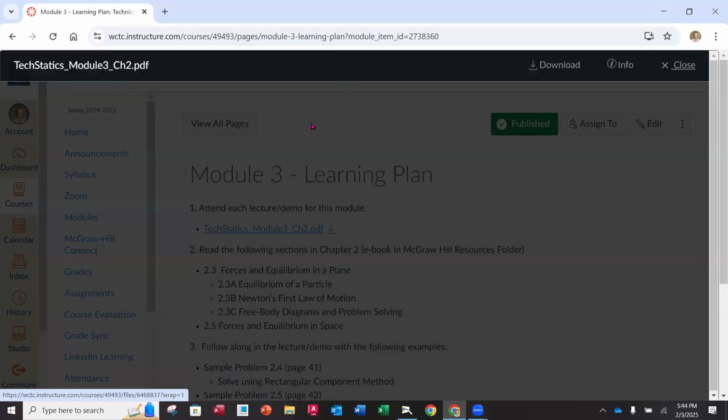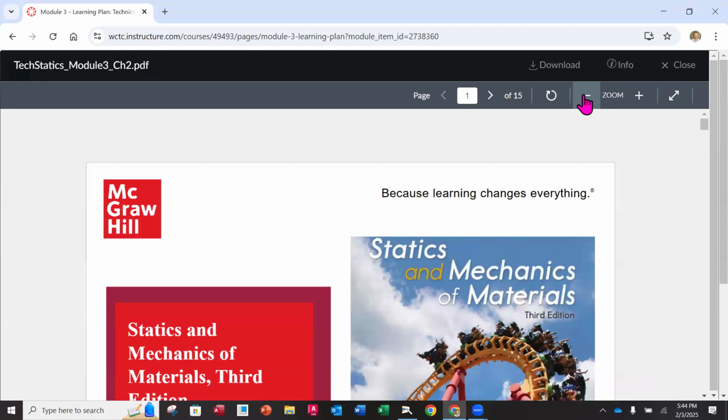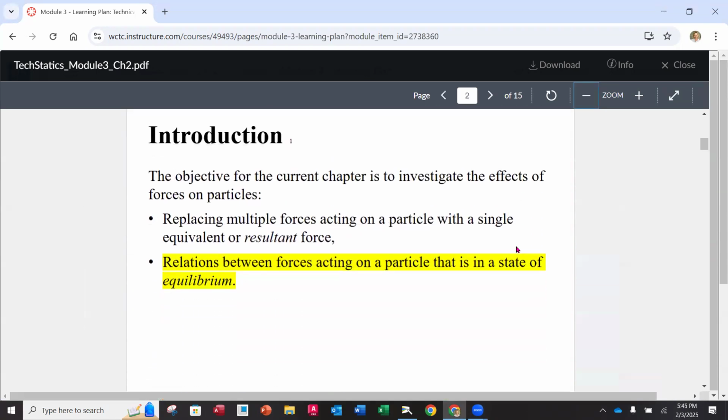So I'm going to pull up our PowerPoint presentation, scooch this over. And we are going to get started here. So as you look at page 36, this is going to be the section in our book that we're looking at. We're going to be focusing now on the relationship between forces acting on a particle, but they are going to be in what we call the state of equilibrium. That means that all the forces are equal to 0.